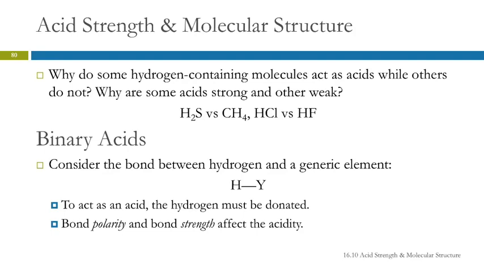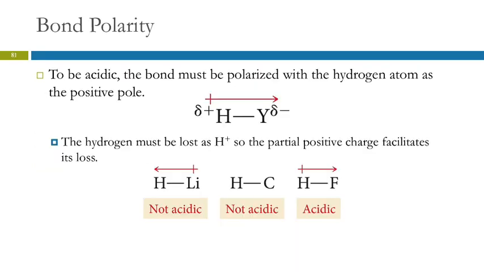So if we look at a binary acid, we've got H with some generic element Y, just some other element. In order for this to act as an acid, this molecule has to lose the hydrogen ion, right? And so the strength of this bond and the polarity of that bond affect how easily a hydrogen ion can be lost. In order to be acidic, the bond has to be a polar bond with the hydrogen atom as the positive end of that polar bond.